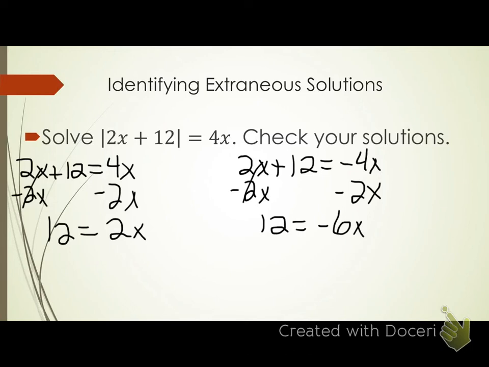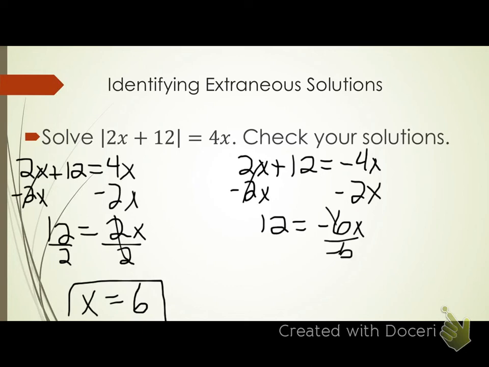Okay, left equation. How do I get x by itself? Divide by 2. So x equals 12 divided by 2, which is 6. There's one of my solutions. Maybe. Right equation, how do I get x by itself? Divide by negative 6. So x equals negative 2. There might be another solution right there. Questions on how I got to x equals 6, x equals negative 2?